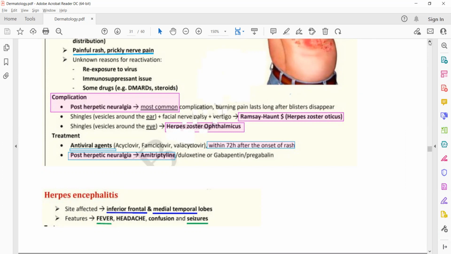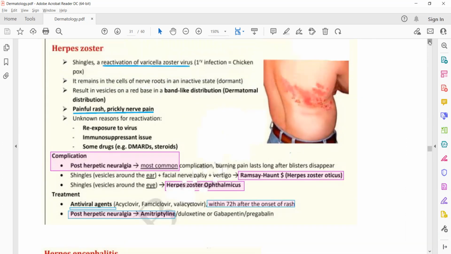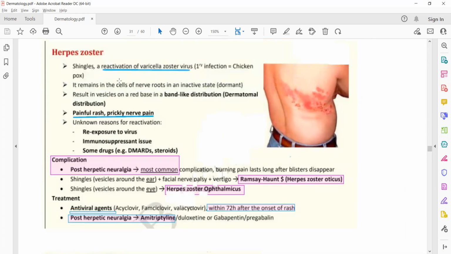There is a complication of herpes zoster, and that is post-herpetic neuralgia. This is the most common complication of herpes zoster infection. What is post-herpetic neuralgia? A burning pain that lasts long after blisters disappear. So after the disappearance of the blisters, the pain still persists. This is known as post-herpetic neuralgia.